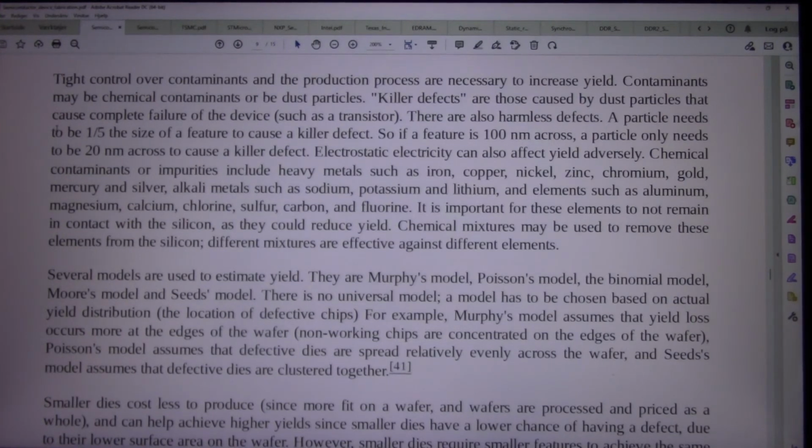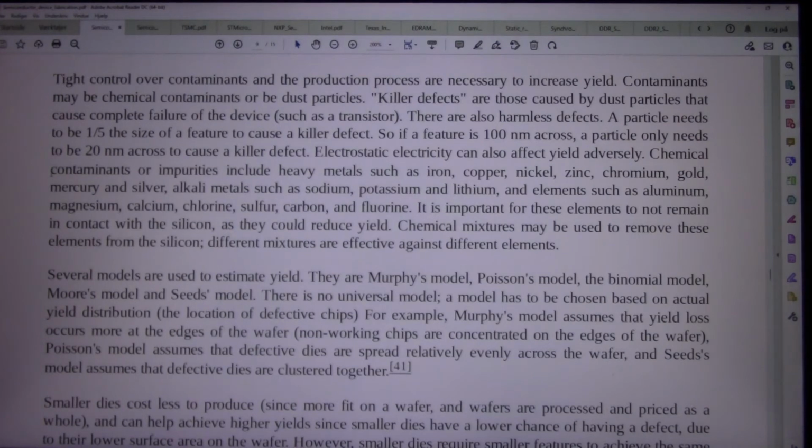Killer defects are those caused by dust particles that cause complete failure of the device, such as a transistor. There are also harmless defects. A particle needs to be 1/5 the size of a feature to cause a killer defect. So if a feature is 100 nm across, a particle only needs to be 20 nm across to cause a killer defect. Electrostatic electricity can also affect yield adversely.